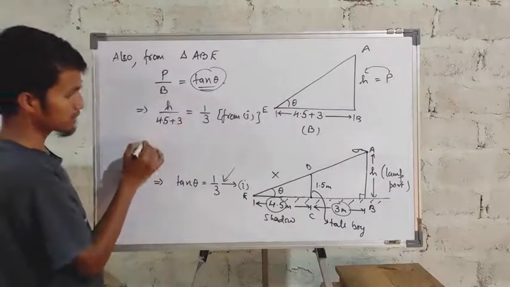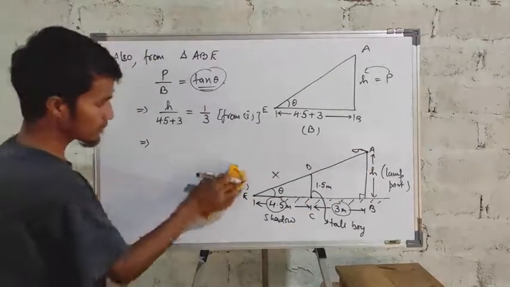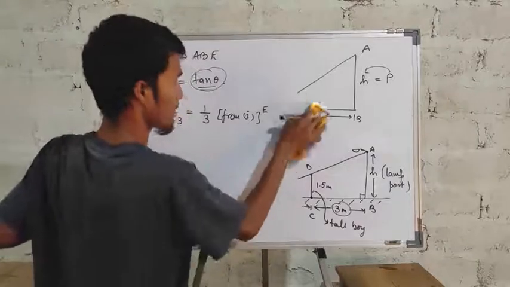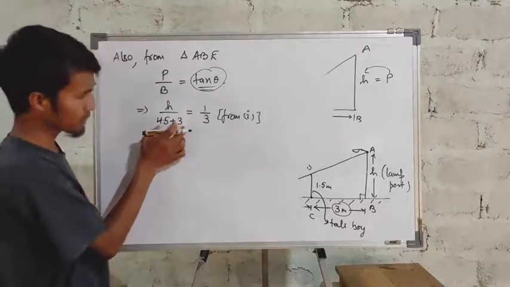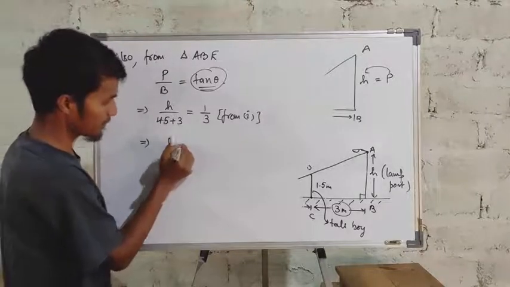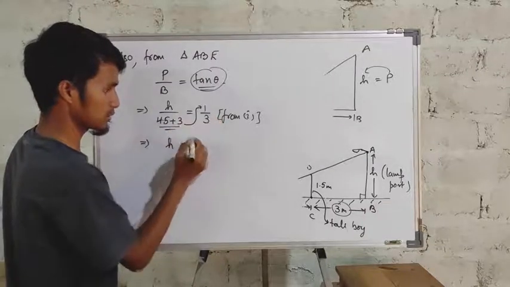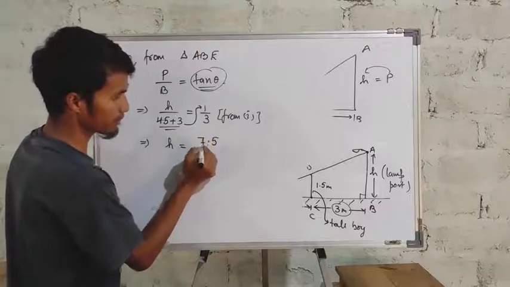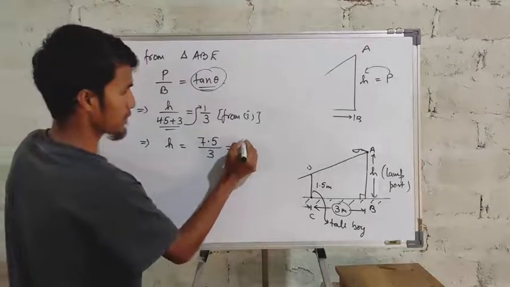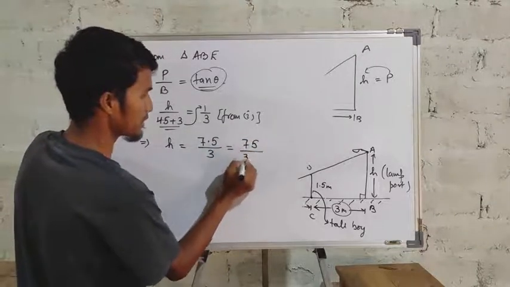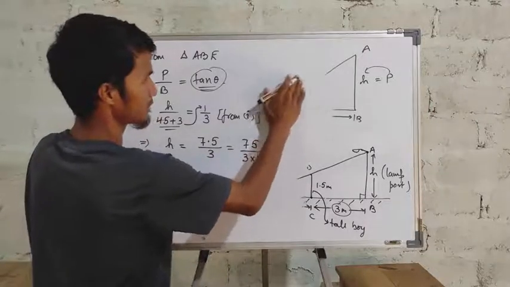Now can we find the value of h, the height of this lamppost? Okay, I got it now. 3 plus 4.5 will be 7.5. Then h is equal to 7.5, I'll take the 3 to this side, becoming 7.5 by 3. Now I'll remove the decimal from 7.5: 7.5 divided by 3 into 10, so 75 divided by 3.